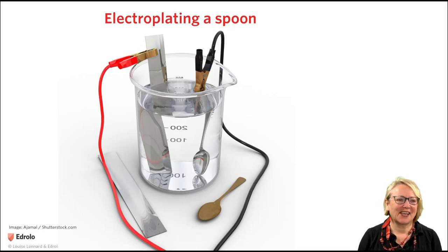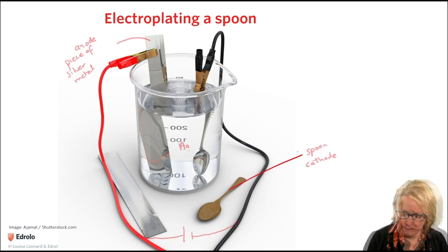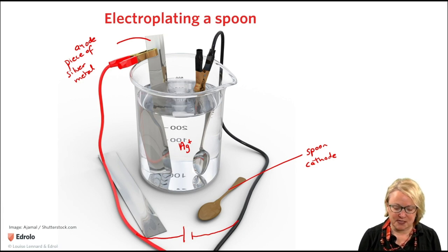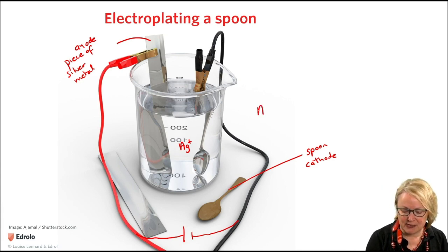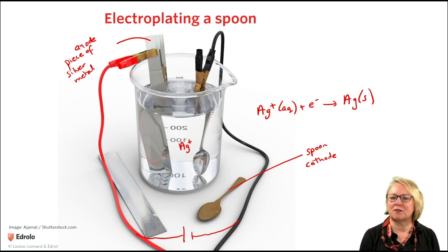Hello, welcome back. Here we have a setup of an electrolytic cell that's used to electroplate an object, in this case a spoon, with a silver coating. So we start off with the spoon. Amongst the components in the solution, we have some silver ions. And so what we have happening is a layer of silver ions taking an electron from the power supply and depositing a layer of metal over the spoon.